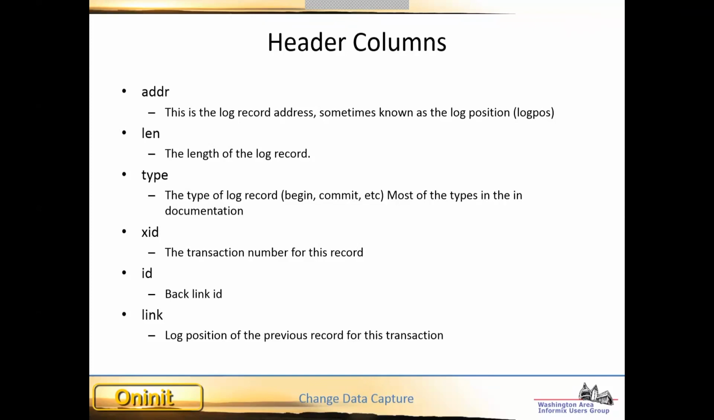The backlink ID tells you whether you need to look backwards into a previous logical log to find the previous record. So if you are staying within the logical log record, it'll be 0. If not, it'll be the log ID that you need to go back to. And the link will be the log position of the previous transaction.